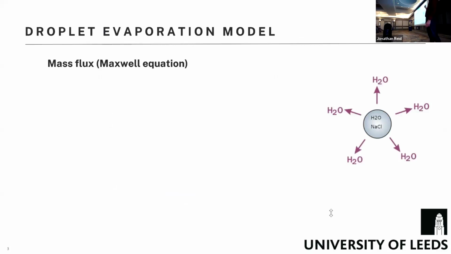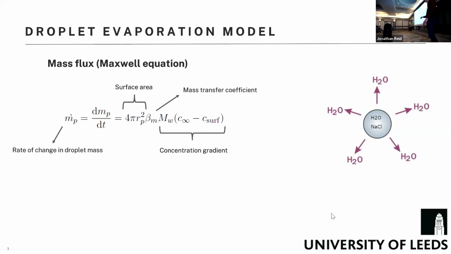So I'll be considering a single droplet containing water and sodium chloride, which is just evaporating in ambient air. And so I have quite a few equations in this presentation. So I'll try to explain each term in these equations and what these equations do without getting too much into the details. Right, so the first equation is about the change in droplet mass as a function of time.